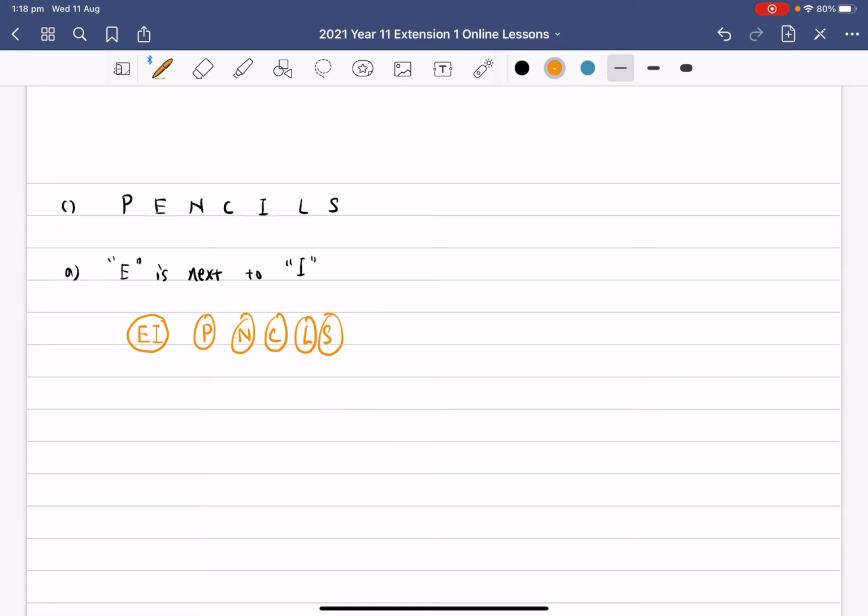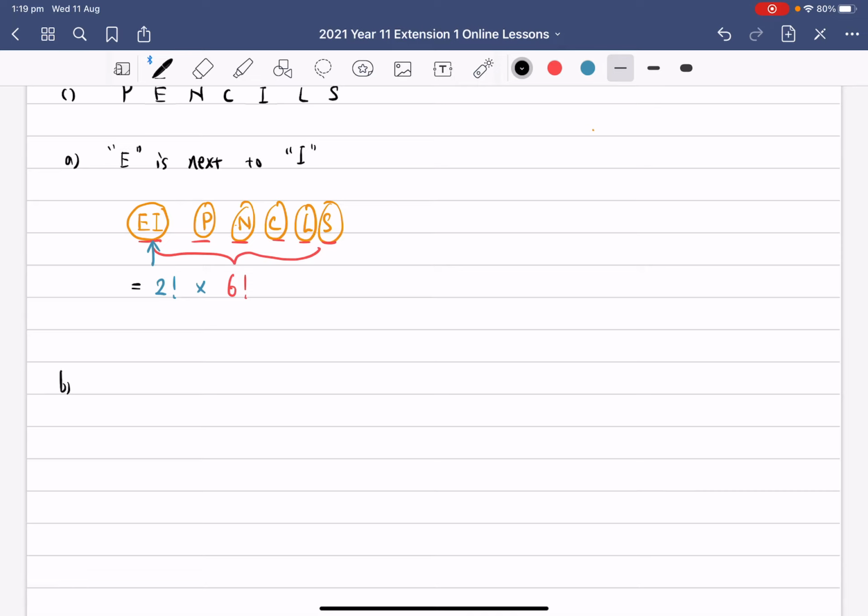So now what we need to do is just count the number of groups. This is again very similar to the one we did before. So we've got 1, 2, 3, 4, 5, 6. That's 6 factorial. And then within this group, E and I, you can switch them around, and that's 2 factorial. So therefore the answer is 2 factorial times 6 factorial. So that's easy.